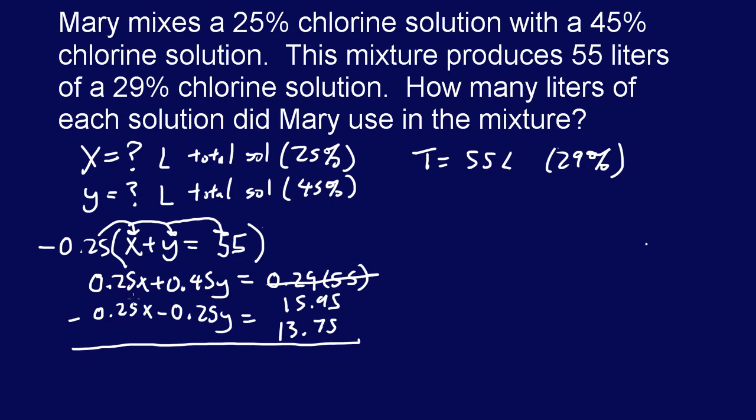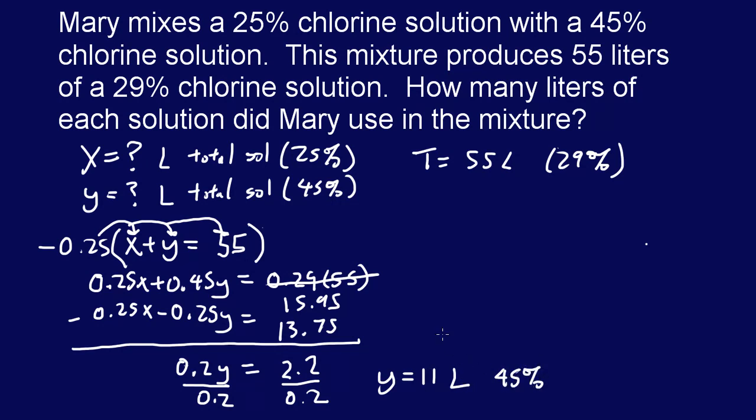So 0.25x minus 0.25x, that's 0, and that's obviously eliminated, which is why it's called the elimination method. 0.45y minus 0.25y is 0.2y. And then we subtract this. 5 minus 5 is 0, 9 minus 7 is 2, so it's 0.2. 5 minus 3 is 2, 1 minus 1 is 0. So we can divide both sides by 0.2. And so then Y is equal to 11 liters of 45% solution.